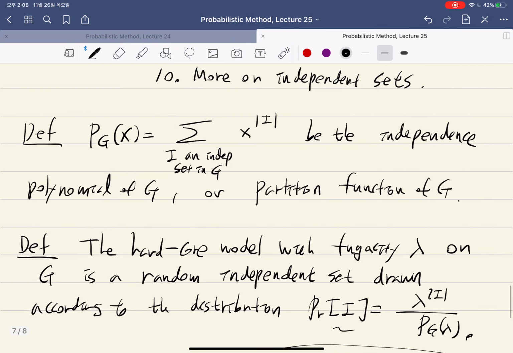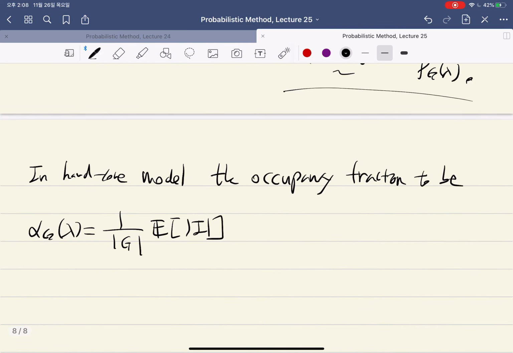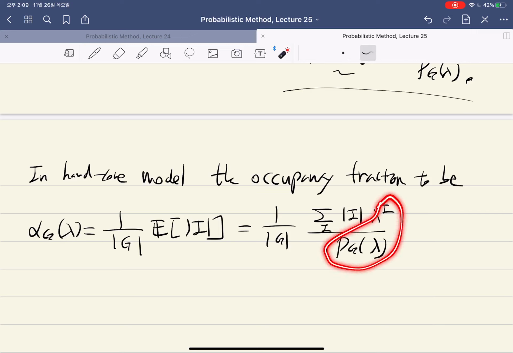And one of the reasons why we choose this function is that it provides a tool to measure this kind of thing. So what's this? The probability that each I is chosen is exactly this. And the expectation of the size of I is you multiply this and then you add. But what's this? You take this and you take the derivative with respect to lambda, then you get this, minus 1.